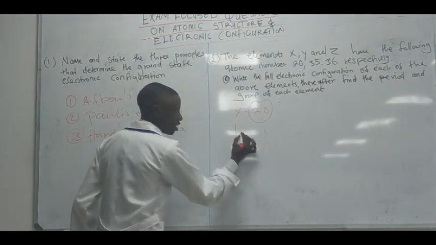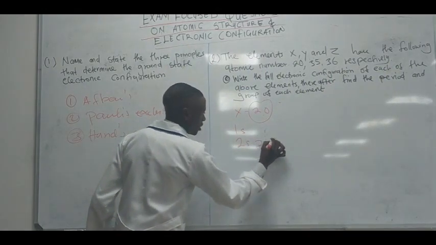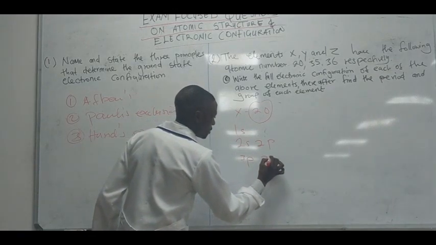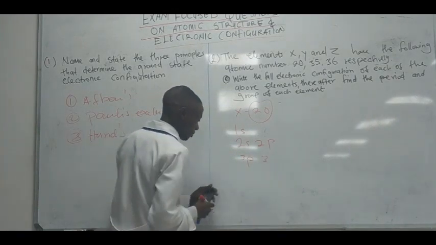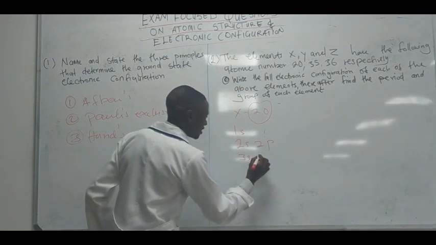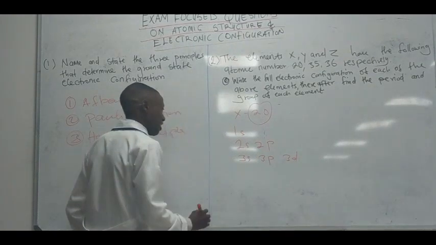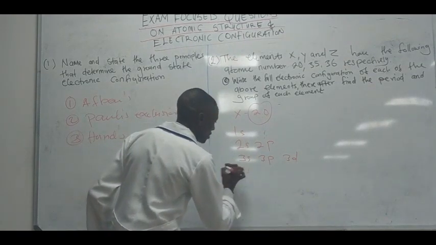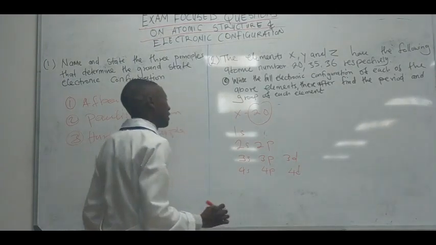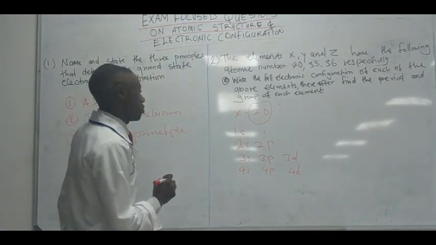Okay, so we said we have 1s, 2s, 2p, 3s, 3p, 3d. Okay, then we have 4s, 4p, 4d. Fine. Okay. So now let us find the electron configuration of this one.